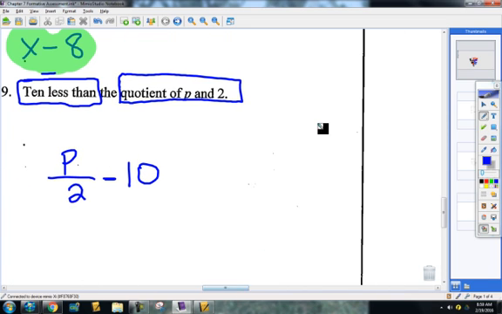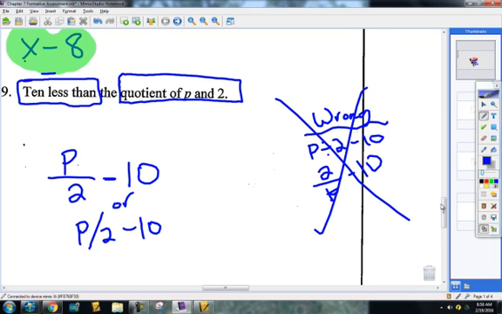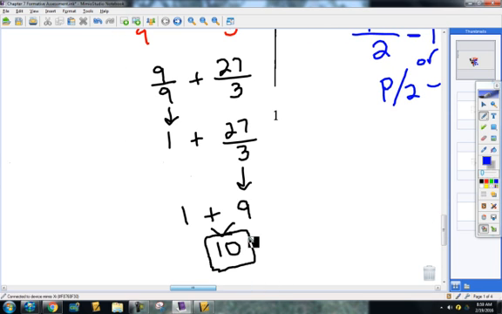Things I won't accept, if you want to write these, you can, so you don't make this mistake. I will not accept p divided by 2 minus 10 written with the divide sign. By the way, you could have written it like this too, and that's fine. I want you to get in the habit of always writing them in fraction form. I will not accept 2 over p minus 10. That's the quotient of 2 and p. All those would be wrong answers. Put what you got out of 9 at the bottom, please.